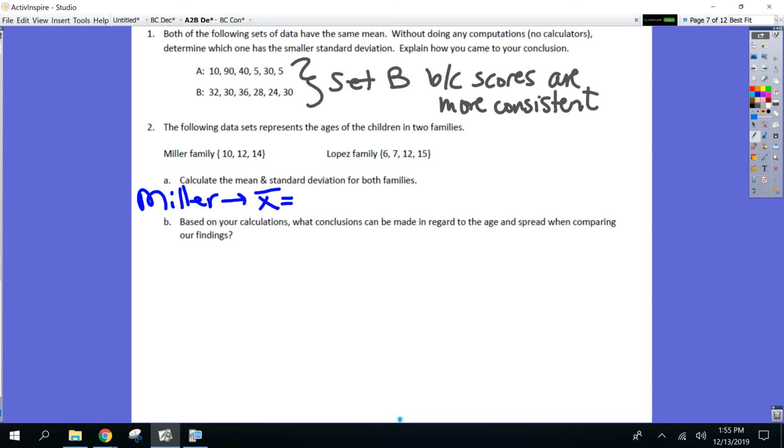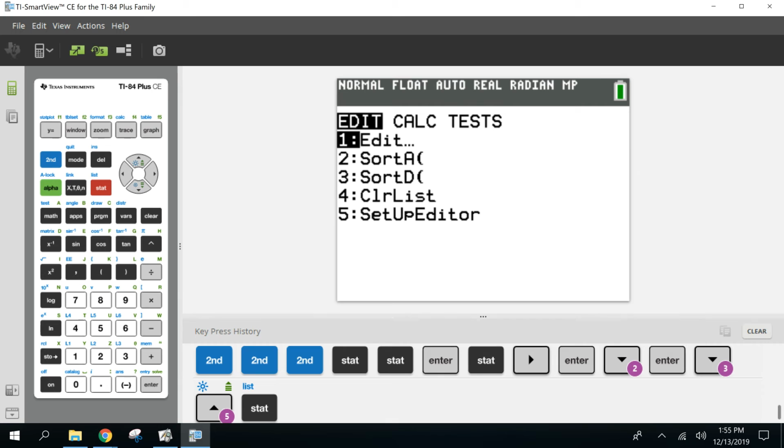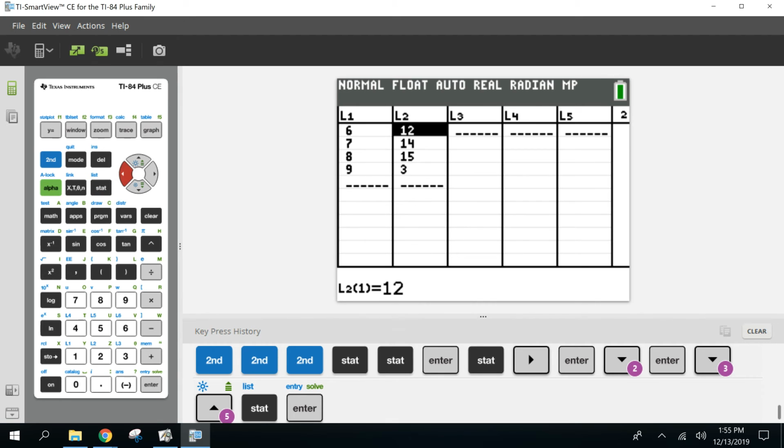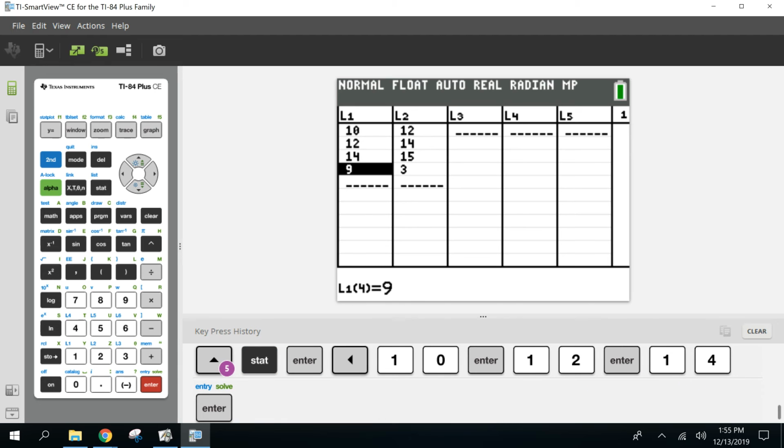Mean is, is it 12? Yeah. Median's 12, but mean is 12, all right. How do I get standard deviation? How do I find it? That's in the calculator, correct? Okay, so ready? Where am I going to put 10, 12, 14? Stat, edit. 10, 12, 14. Don't need that 9. All good, because I'm doing this on purpose with you.